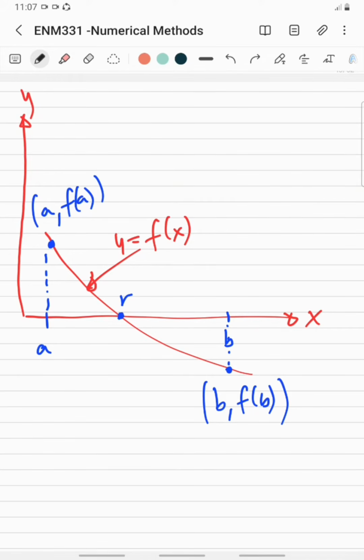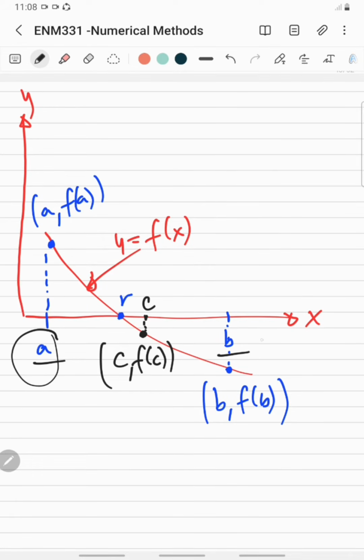The process of this method is to take the interval of A and B and find the midpoint by bisecting the interval of these two endpoints A and B, and that midpoint is point C. The coordinate of the function at point C is C, f(C), until the interval of these two endpoints A and B becomes smaller and smaller to reach r, which is the root of the equation.